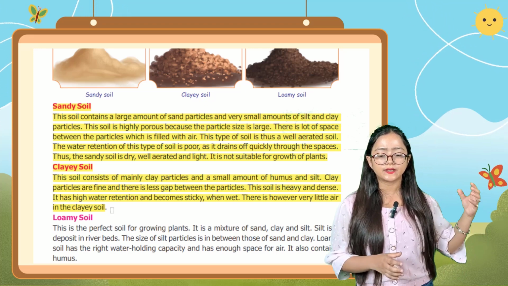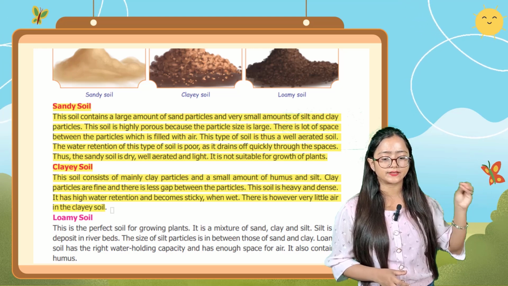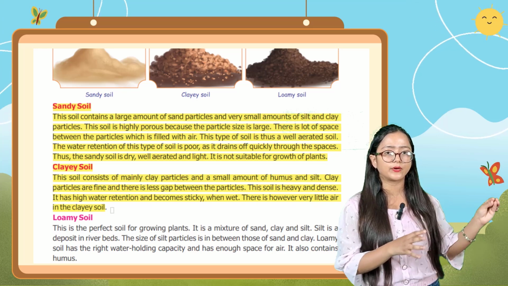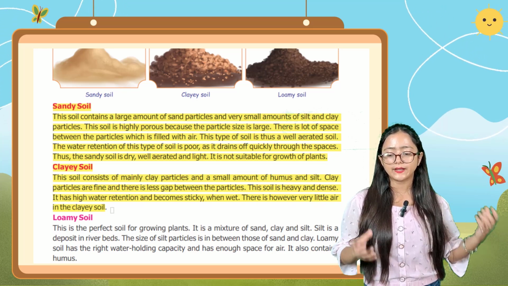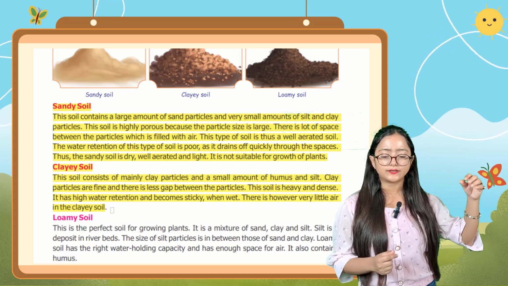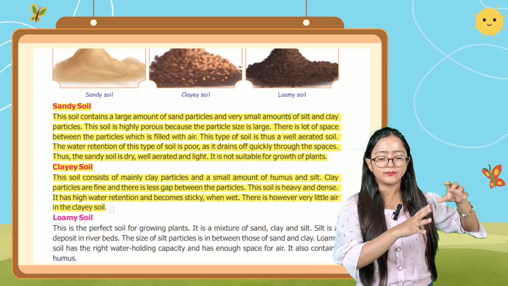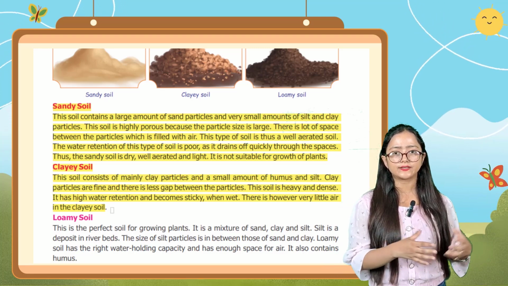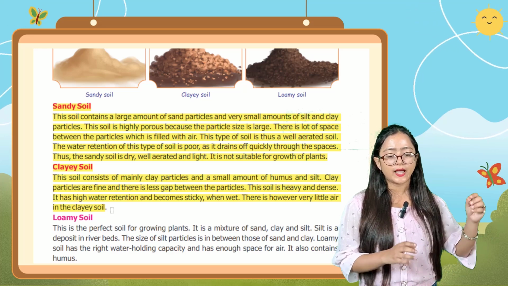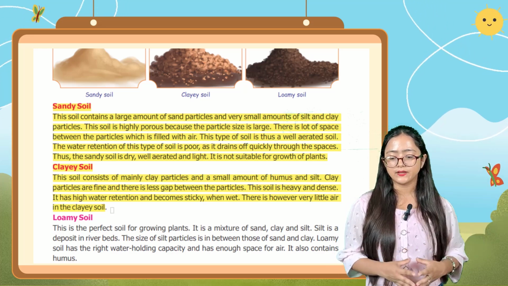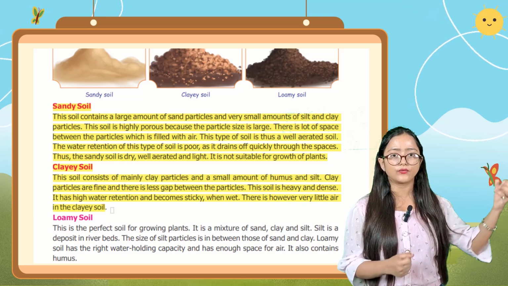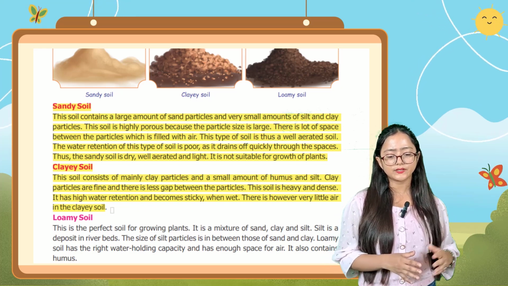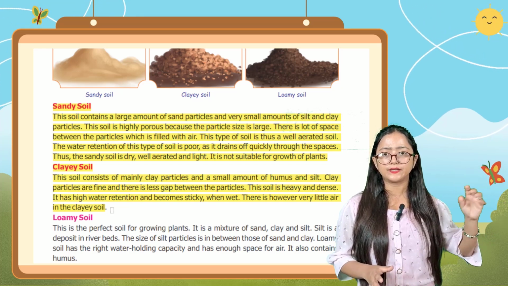So basically, this clay soil has clay particles in it, and a small amount of humus and silt is there. The clay particles are fine, and there is very little gap between those particles. It is not filled with air, so we can say that it is not aerated soil, and this soil is very heavy and dense. It has very high water retention capacity and also becomes very sticky when wet. There is, however, very little air in the clay soil.